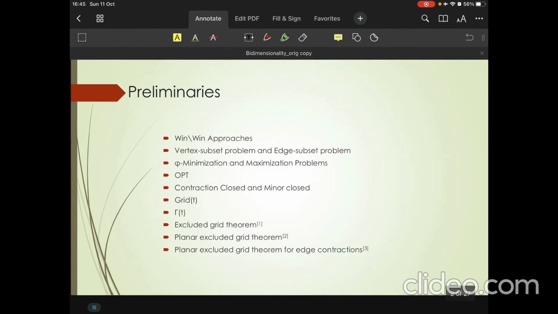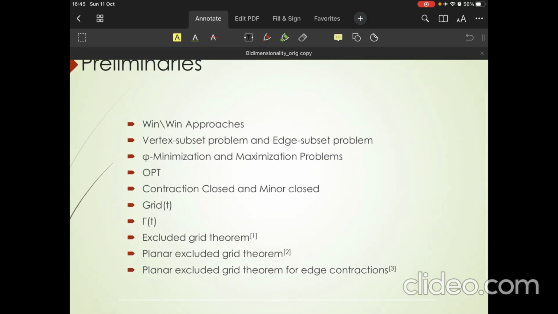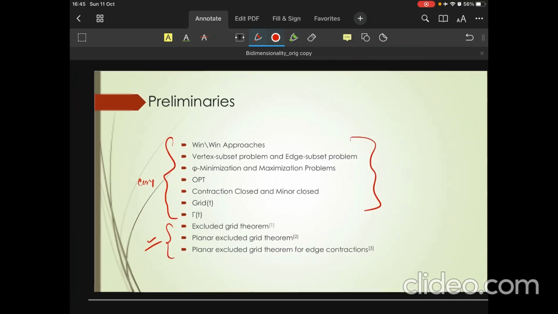Hi, today I'm talking about bidimensionality. The prelims to study the problem, I'll classify these as two prelims. First one is the easy ones which you'll already know, and the other ones which need some extensive proofs and studying. So we'll discuss these in detail, and this we'll rush through.